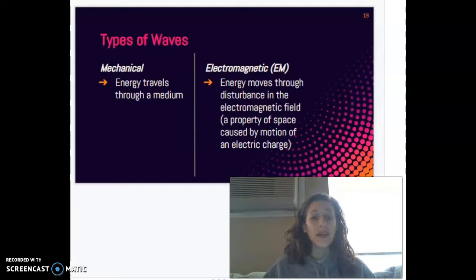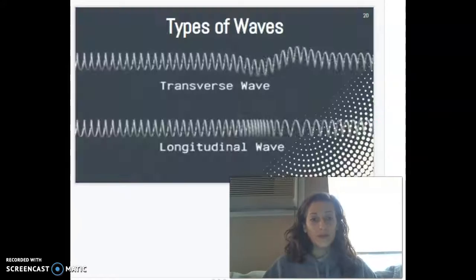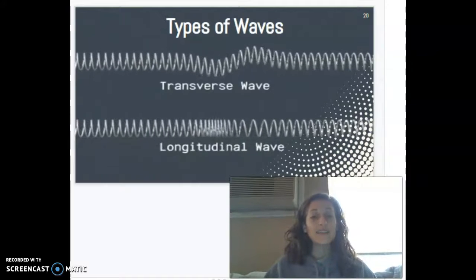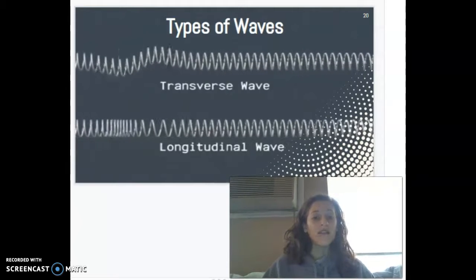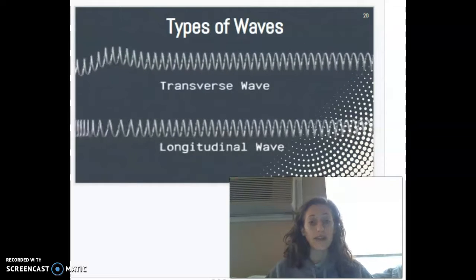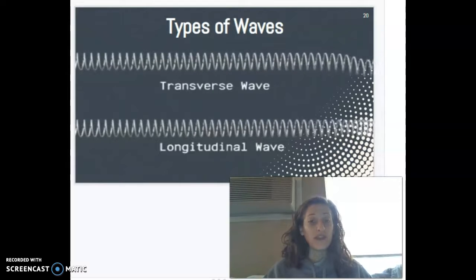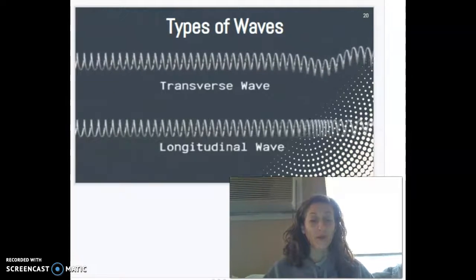There are two very, very broad categories of waves, and that is mechanical. Mechanical waves require a medium. They cannot travel without a medium, so they need some material to travel. And then electromagnetic waves, energy that moves through a disturbance in the electromagnetic field. If I had a slinky, this might be what waves look like. There are two other categories. We've got mechanical and electromagnetic. We also have transverse and longitudinal. And we'll define those now.